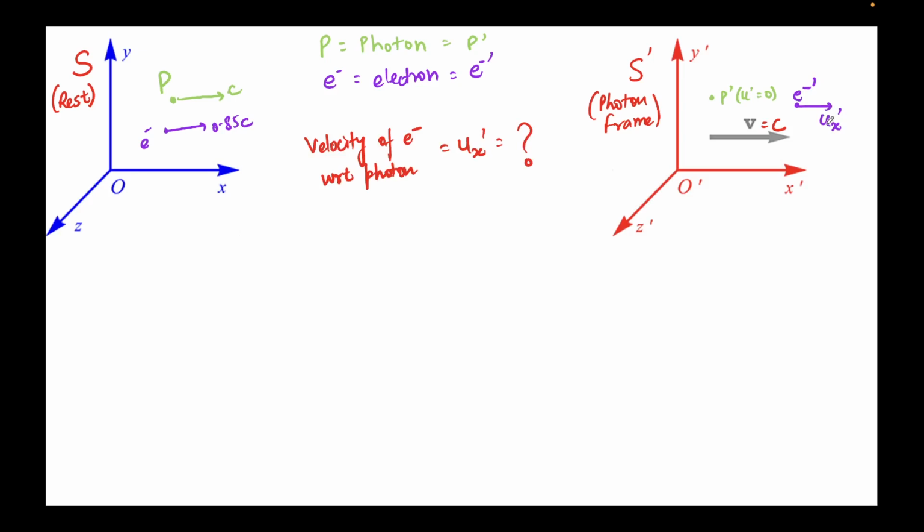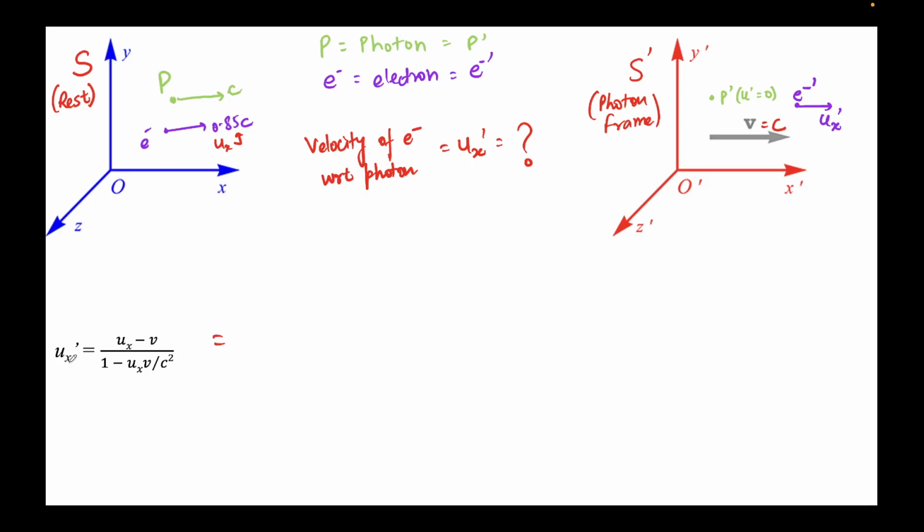So what we need to find is the velocity of this electron with respect to the photon. That means the velocity of the electron in this S prime frame, which we typically denote by the symbol ux prime. And we note that we know the velocity of the electron in the S frame, which we usually denote by ux. So we know ux is 0.85 c. So how do we obtain ux prime if we already know ux? This is a very straightforward formula which we saw a couple of slides back. This is the formula, so I can just simply plug in the values.